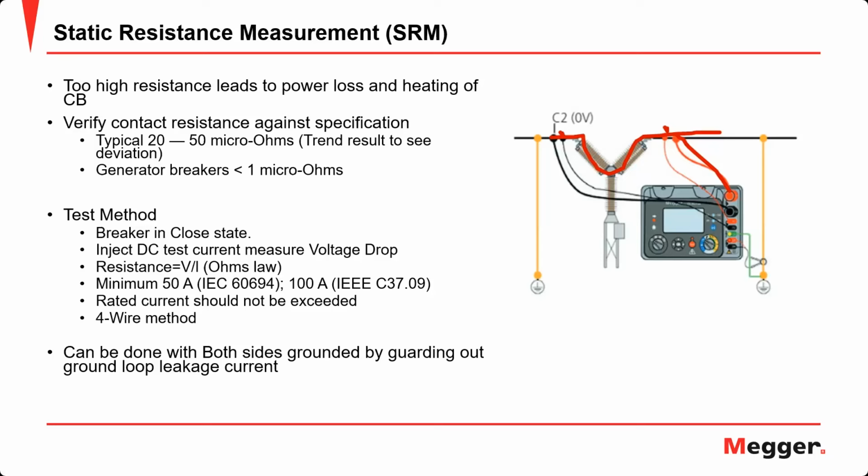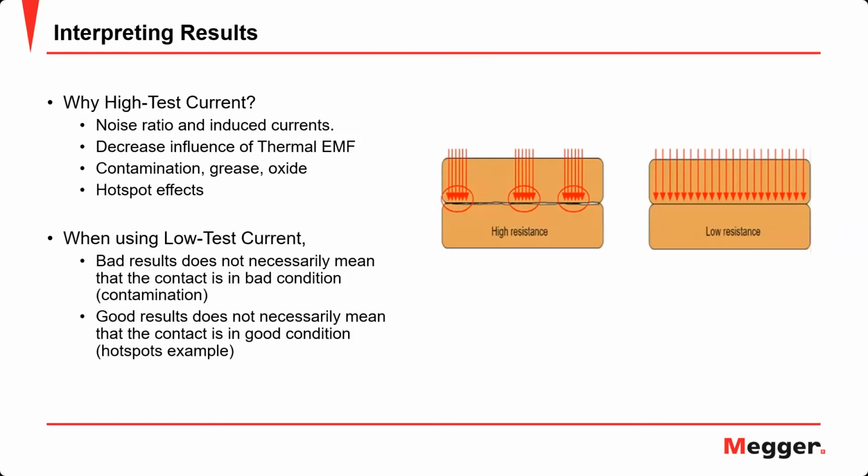We can also perform this test while both sides are grounded, and we can use a clamp to remove the current that's going through the earth loop. So why the 50 amps requirement in IEC and the 100 amps requirement in the IEEE standard? There are many reasons. One reason is to eliminate the effect of noise and limit the influence of thermal EMF. Also, we might have some contamination on our contacts. When you use higher currents, this contamination might get burned off, and we will get a proper reading.